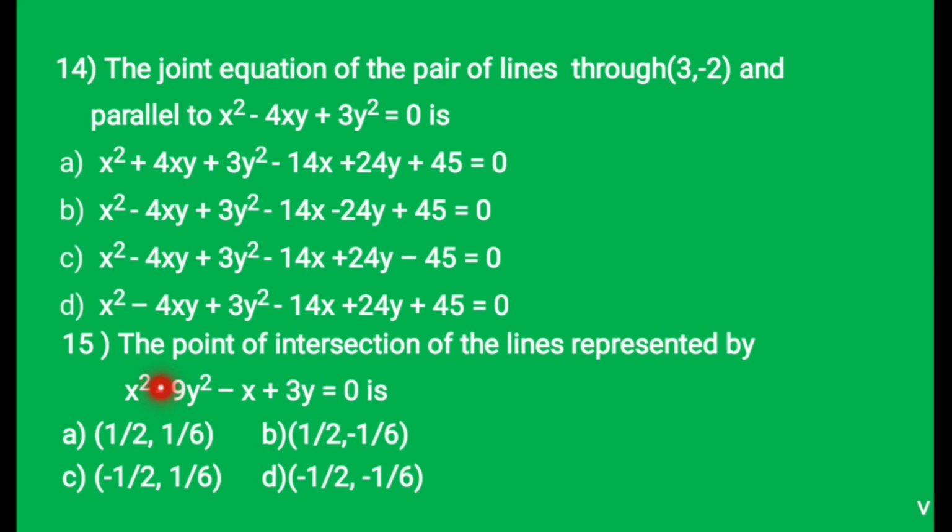And the last question is question 15. The point of intersection of the lines represented by x square minus 9y square minus x plus 3y equals to 0 is: option A 1 by 2, 1 by 6, option B 1 by 2, minus 1 by 6, option C minus 1 by 2, 1 by 6, option D minus 1 by 2, minus 1 by 6. So you have to solve this test.